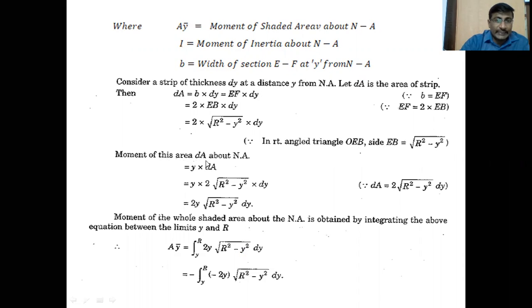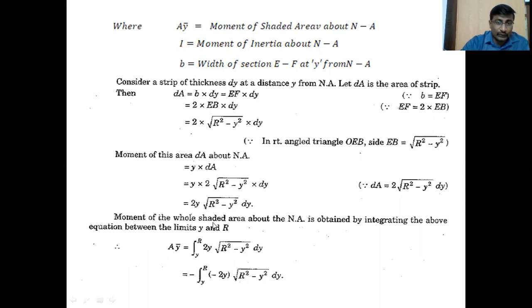Next, moment of this area dA about neutral axis. Moment of this area about neutral axis means area into distance of that area from neutral axis. Distance of that area from neutral axis is y. Therefore, dA into y is the first moment of area. So y into 2 into square root of r square minus y square into dy, or 2y into square root of r square minus y square into dy, is the first moment of that small area. If we want to get the first moment of area of the whole area above the level EF, then integrate this equation with respect to y.